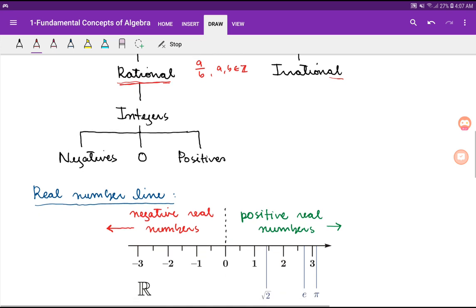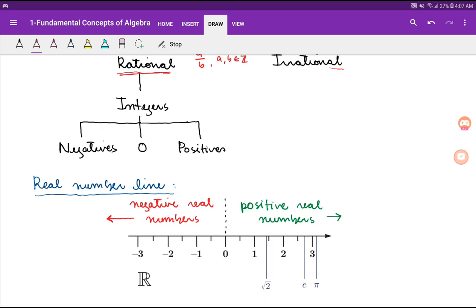Now let's see how numbers are located if we put them into one kind of diagram. We use the real number line, where we draw a line and locate each number according to the origin, where we usually set zero as the origin. Moving to the right of zero are the positive real numbers, whereas the left side of zero, the origin, are the negative real numbers. Here we can see all the kinds of numbers that we learned just now: negative 3, negative 2, negative 1, 0, 1, 2, 3.